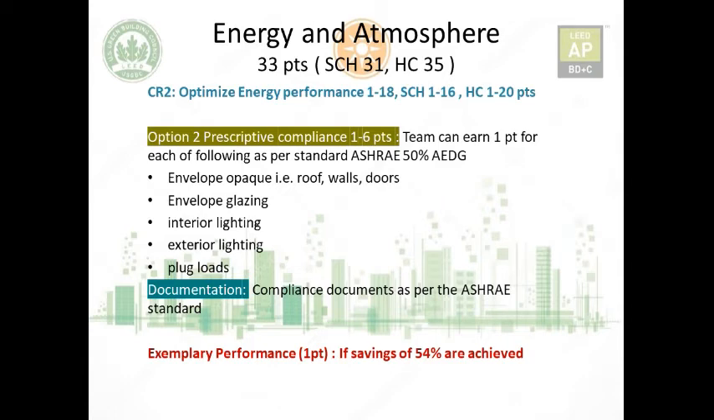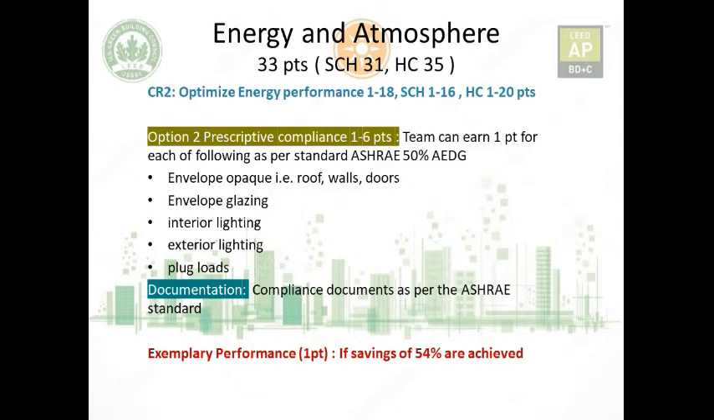These are for the project teams who opted option number 2 in PR2, minimum energy performance, and they can earn 1 point for each of the following as per standard ASHRAE 50% advanced energy design guide. So based on all this, they can earn 1 point each if they are able to reduce as per this standard. The details are there inside the standard, and for the documentation you have to show compliance as per ASHRAE 50% AEDG, and you can have 1 bonus point as exemplary performance.